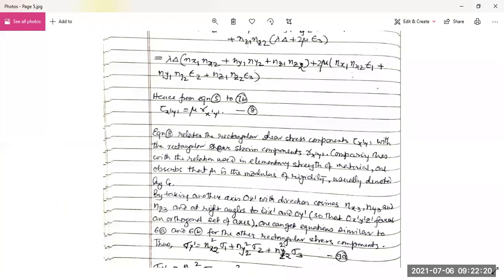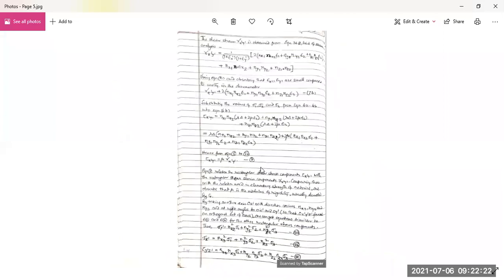And here we can follow the same thing with another axis OZ'. So far we have taken OX' and OY'.